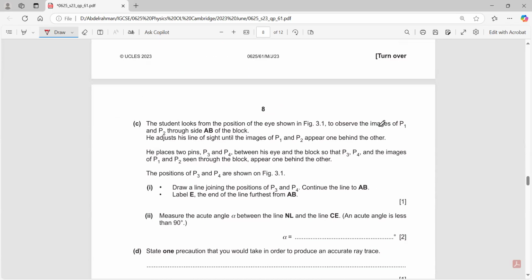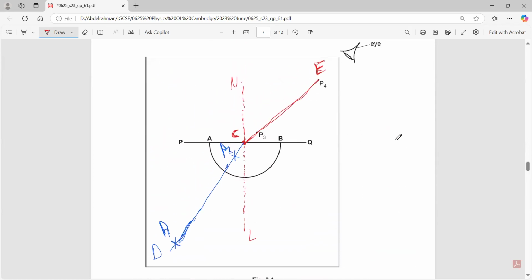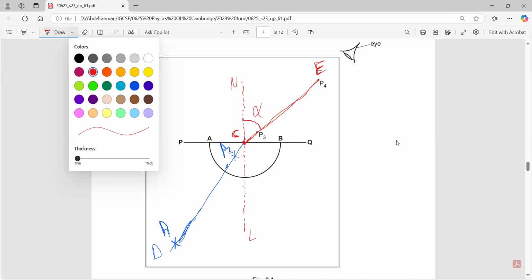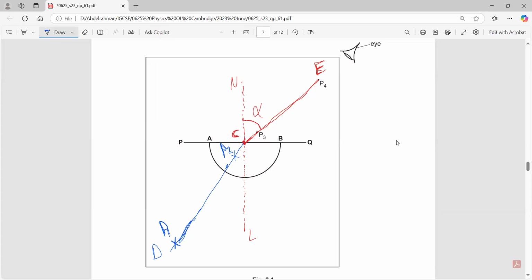Measure the acute angle alpha between NL and CE. Can you measure this angle alpha? Yes, I think you can. Using your protractor again, you have to put the protractor this way, with 0 all the way to this line, line CE.